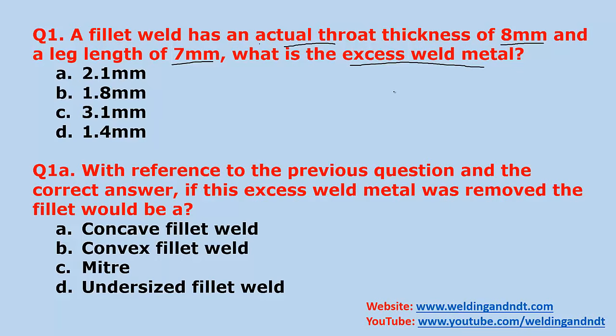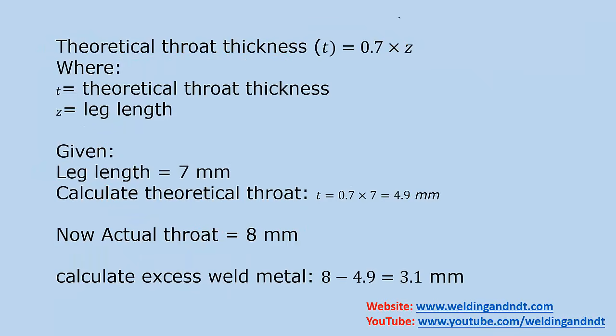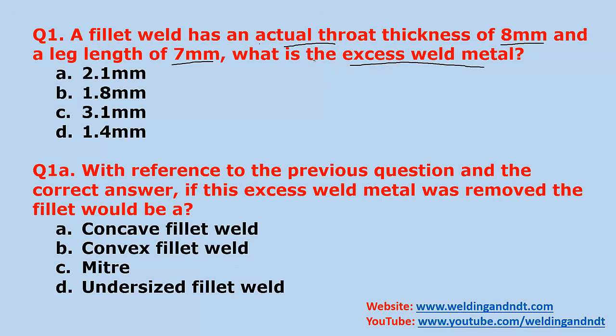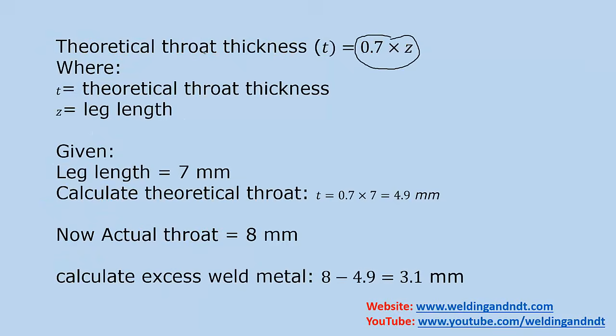So how can we calculate the design throat? The theoretical throat or design throat can be calculated by using the formula 0.7 into Z. Here in the question they have mentioned the leg length. Leg length is Z. So multiplying 0.7 by 7. Leg length is 7 mm. If you multiply 0.7 into 7, you will get 4.9. 4.9 is the design throat thickness.